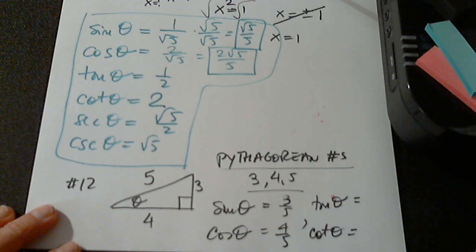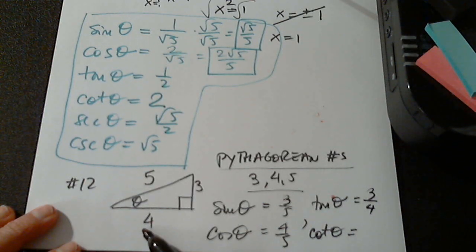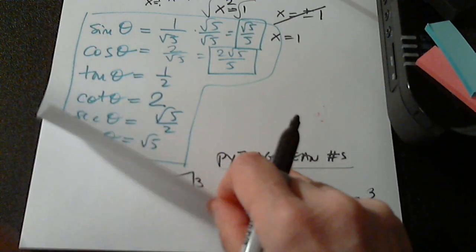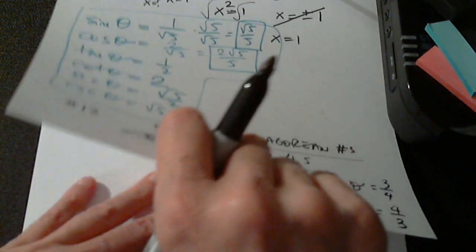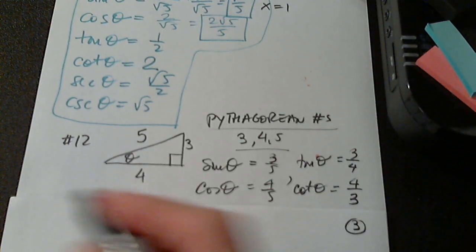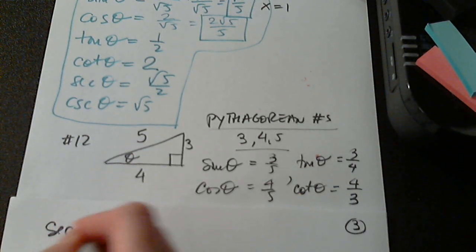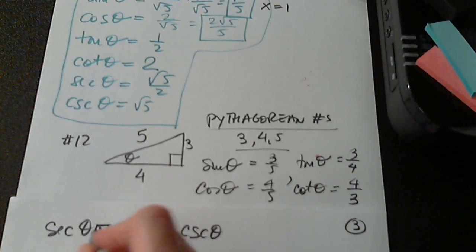3 over 5 times 5 over 4 must be 3 over 4. The multiplicative inverse of 3 over 4 must be cotangent. Secant and cosecant are 1 over cosine and 1 over sine respectively. Can anyone give us secant? And then cosecant.